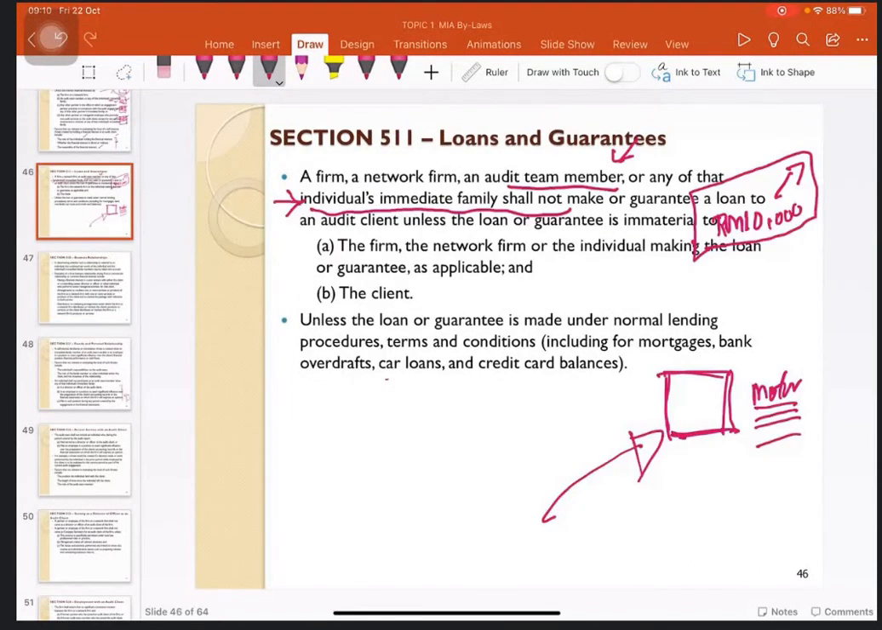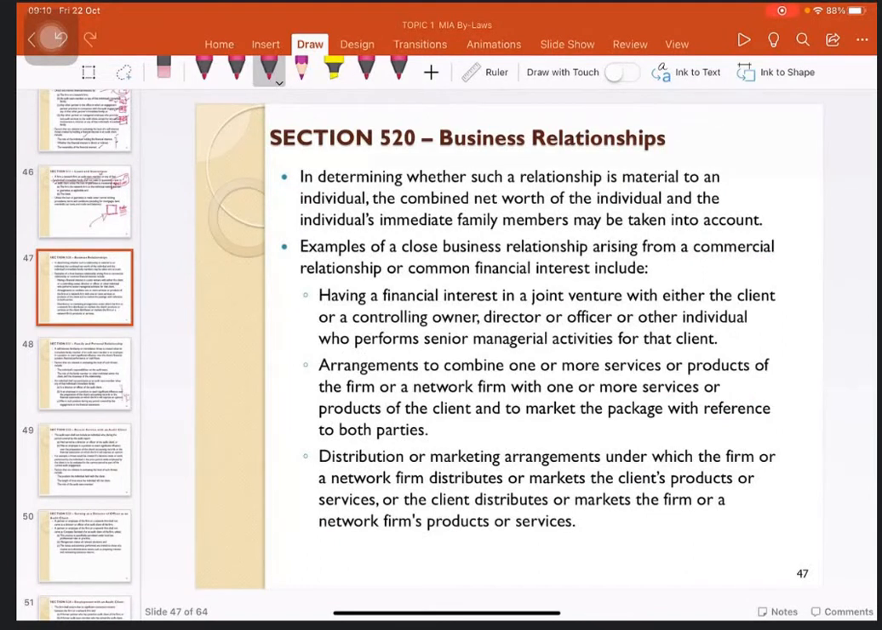This soalan keluar last semester, business relationship. Okay? So in determining whether such a relationship is material to an individual, the combined net worth of the individual and the individual immediate family members may be taken into consideration. This one we mentioned about person, okay? So kita tengok sama ada that one is material or not. Kita tengok kepada you punya net worth of the individual. How much asset that you have, okay? Example of close business relationship arising from a commercial relationship or common financial interest. This one adalah the example of the business relationship.